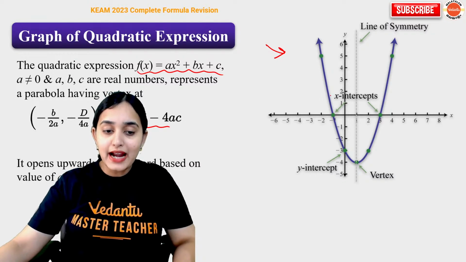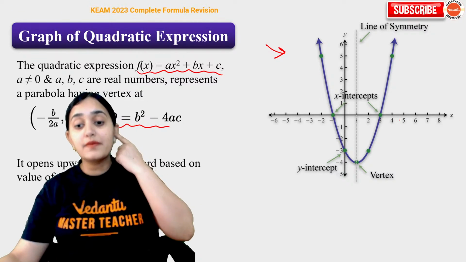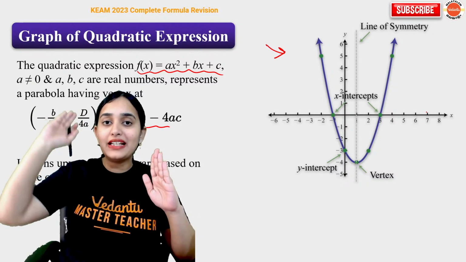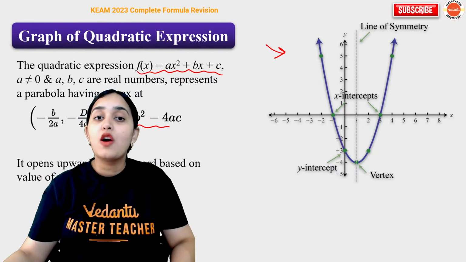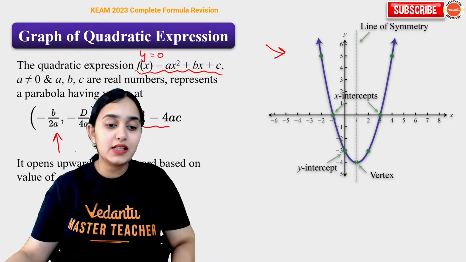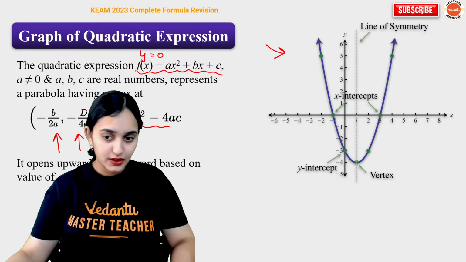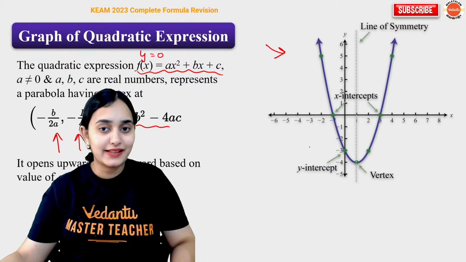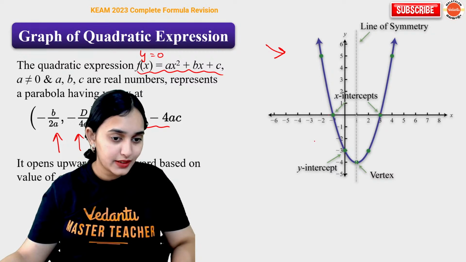And when you look at the intersection points, what do you get? Your graph will intersect the x-axis when y is equal to 0. Once you put this as 0, you will get minus b by 2a and minus d by 4a. So at these 2 points, they will intersect the x-axis.